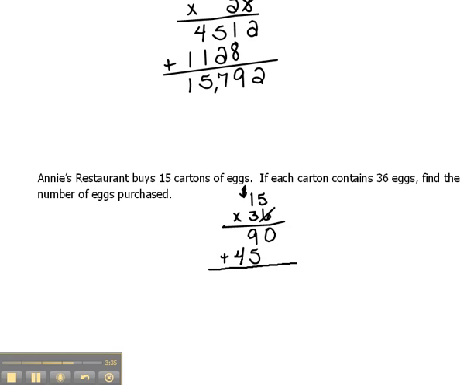Now that we've done everything lined up like we should have, we can add straight down. So 0 plus 0 is 0. 9 plus 5 would be 14, so we'll have to carry our 1. 4 plus 1 would be 5. So that tells us that we will have 540 eggs in all of those cartons together.